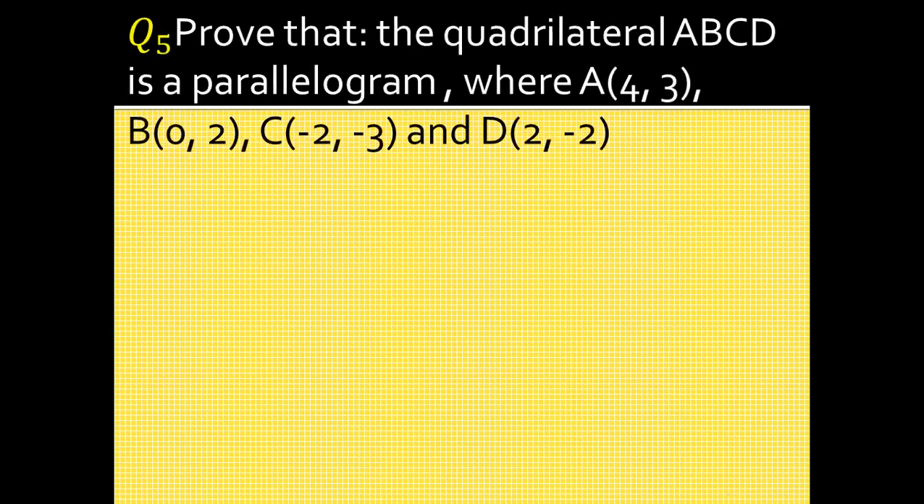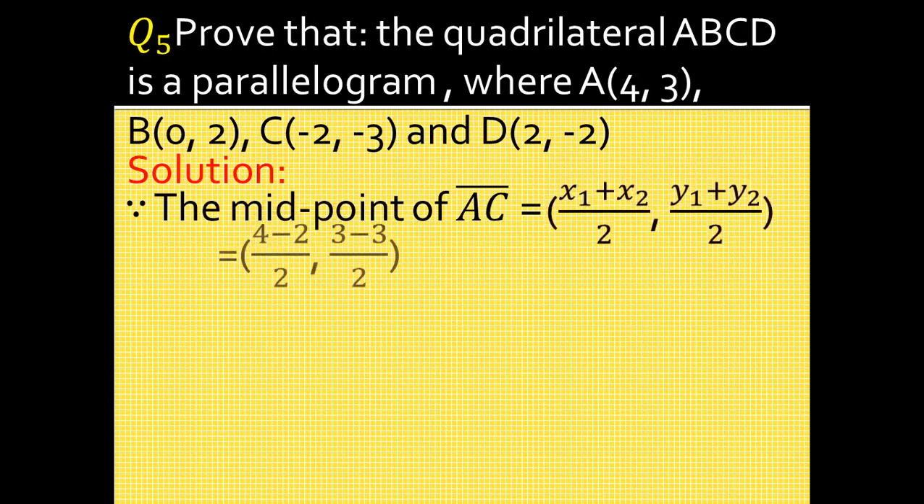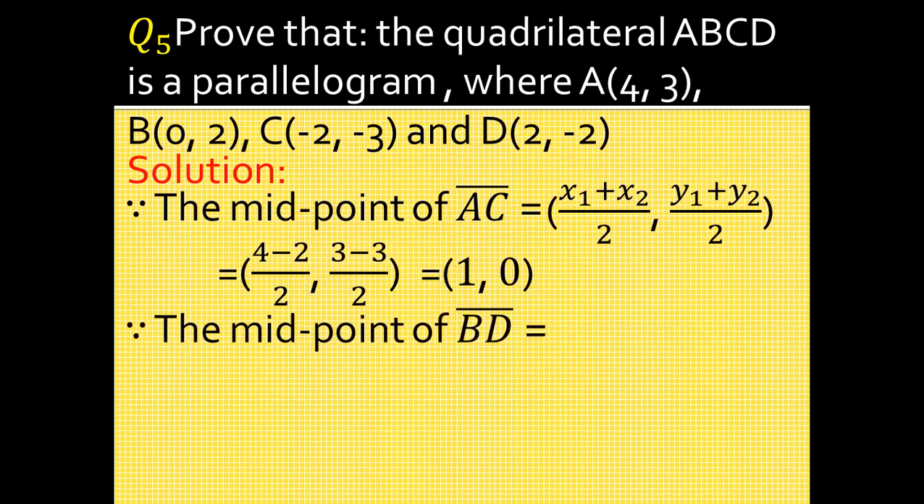Question 5: prove that the quadrilateral ABCD is a parallelogram where A equals (3, 4), B equals (0, 2), C equals (-2, -3), and D equals (2, -2). We can prove that ABCD is a parallelogram in more than one way, such that we can prove that the two diagonals bisect each other. Bisect each other means the midpoint of AC, which equals (1, 0), must be equal to the midpoint of BD, the same midpoint. This means the two diagonals bisect each other.